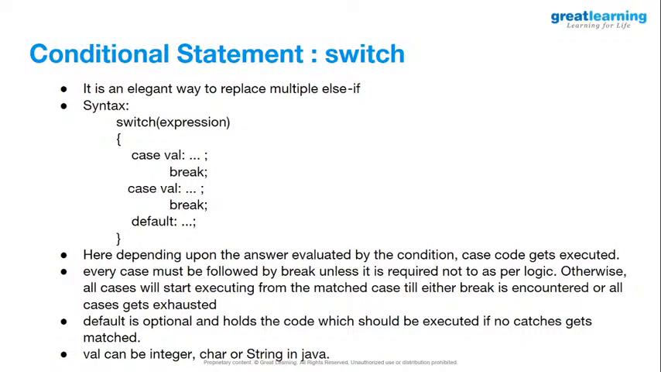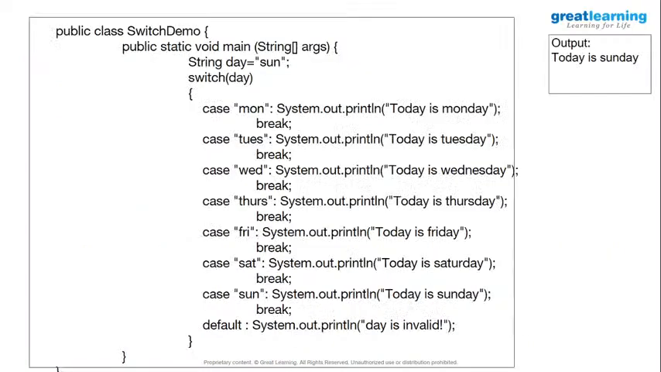Cool. So now let's go ahead and check the example. This is a demo in which we have defined a string day equal to "Sun". Based on that, we will execute one of these cases. As you can see, it won't match with Monday, Tuesday, Wednesday, Thursday, Friday, or Sat. Then finally it matches with Sun, and the Sun case will be executed.